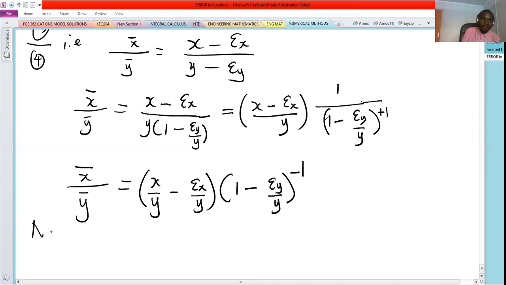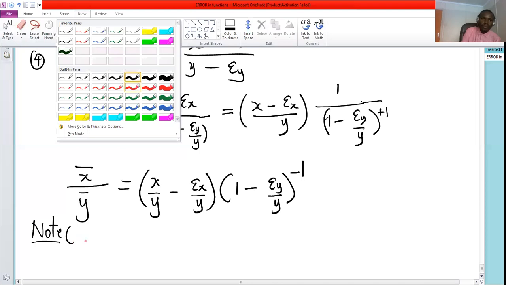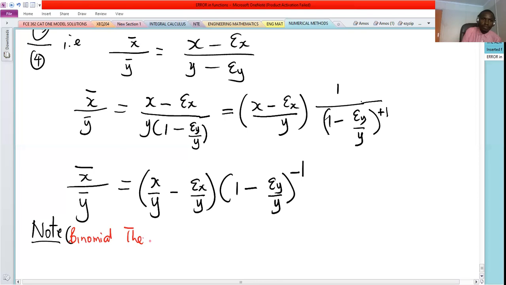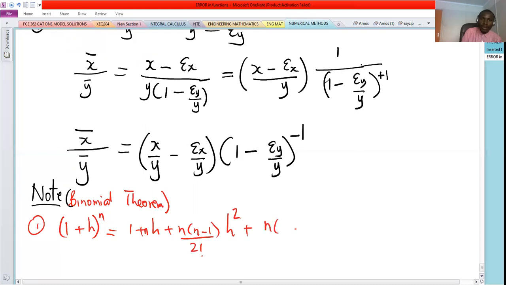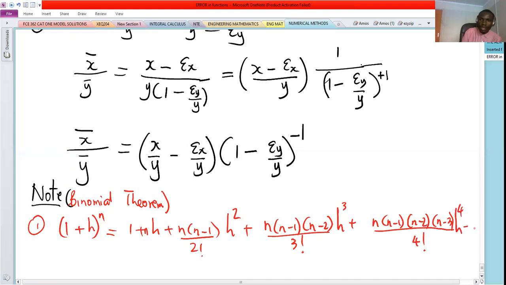Now, remember the binomial theorem. So binomial theorem states that 1 plus h raised to power n is 1 plus nh plus n into n minus 1 over 2 factorial h squared plus n into n minus 1, n minus 2 over 3 factorial h power 3 plus n into n minus 1, n minus 2, n minus 3 over 4 factorial h power 4 plus other terms.